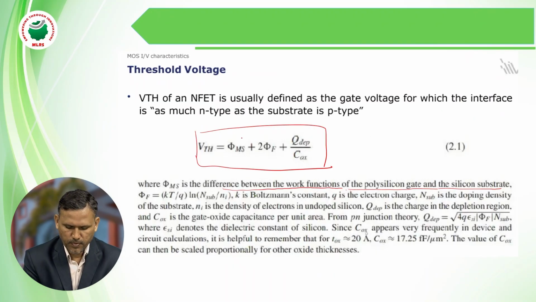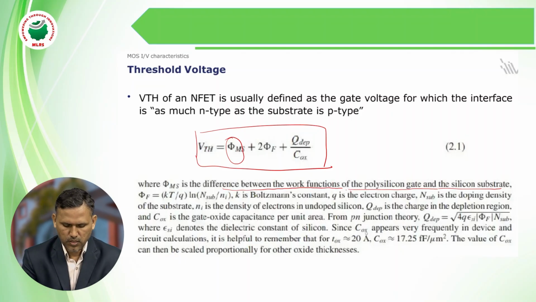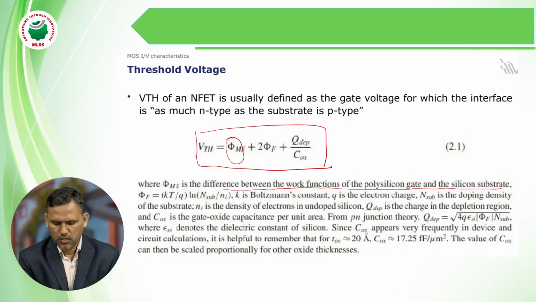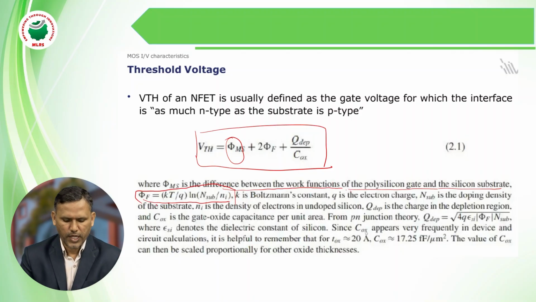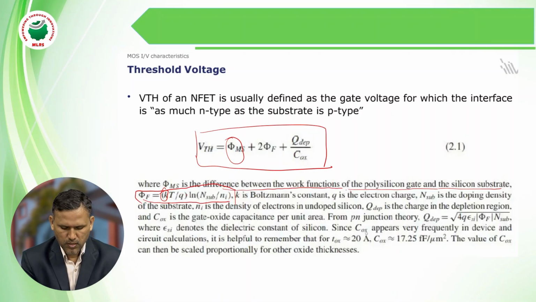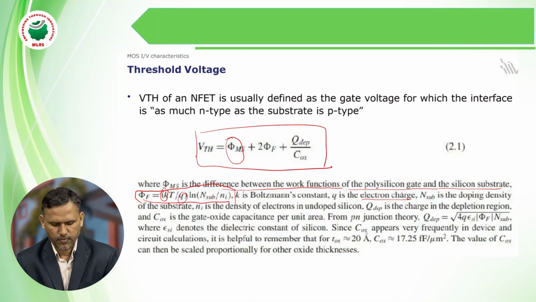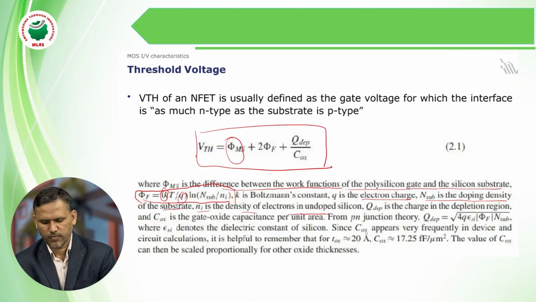That is called Pi ms. And next, you can observe QF is considered from the semiconductor reference here. Pi f is equal to kT by q times ln of n substrate by n intrinsic, where k indicates the Boltzmann constant and q is the charge of the electron, n substrate indicates the doping density of the substrate and ni indicates the electron density in the silicon.